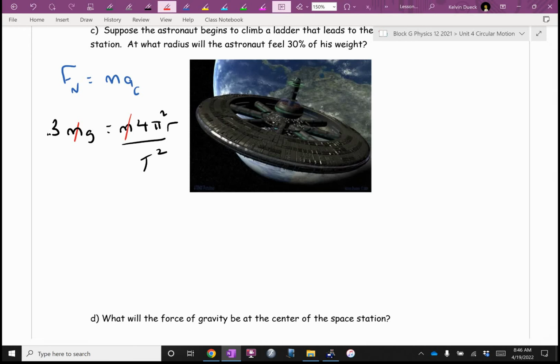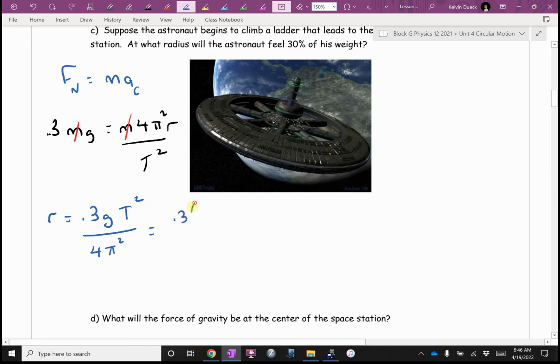R? I guess divide by 4 pi squared. Then multiply by t squared. I think we'll get this. R equals 0.3 g times t squared all over 4 pi squared.